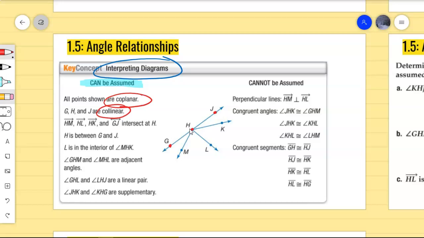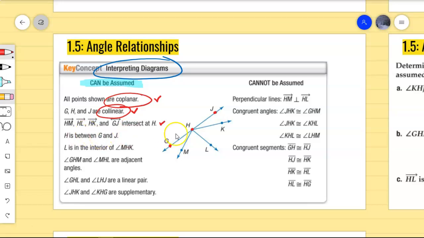All right. Rays HM, HL, HK, and line GJ all intersect at point H. Sorry, the first three are rays, not lines, to be technical about it. So those three rays and this line intersect at H. That's something that we agree on, and it can be assumed to be true. No one needs to tap you on the shoulder and tell you that. So we understand these three statements.